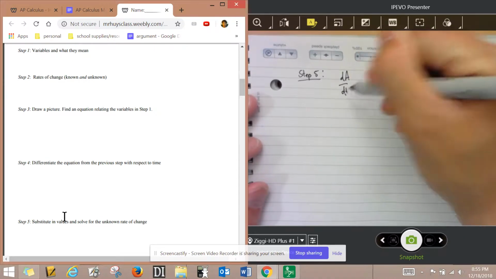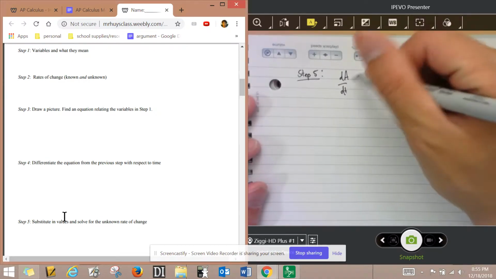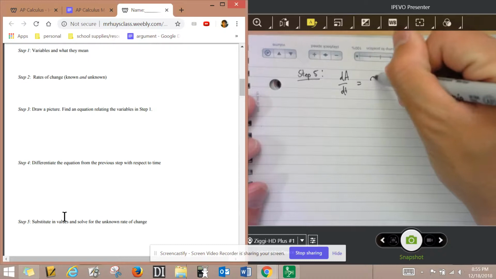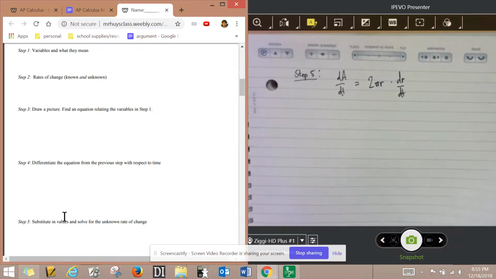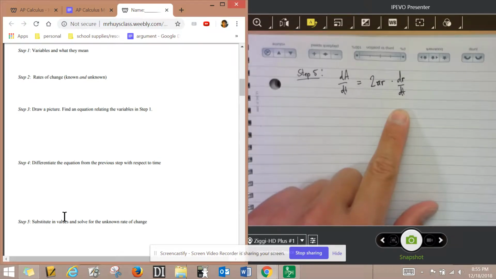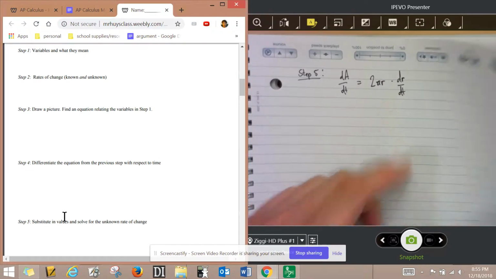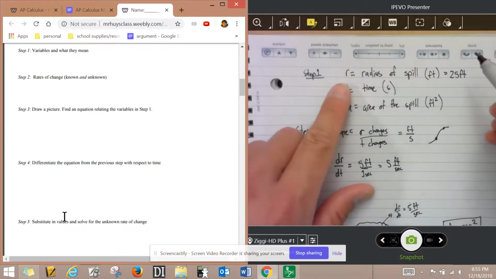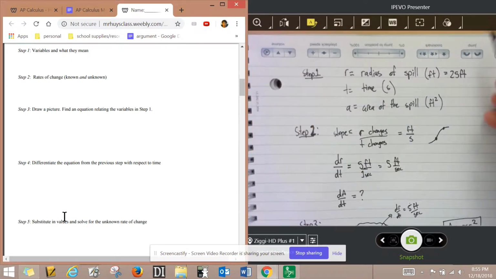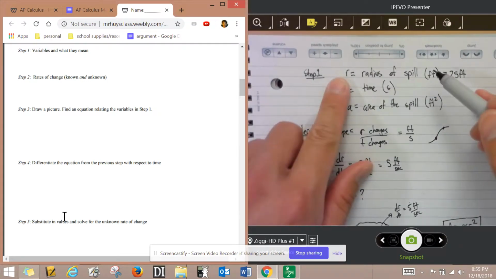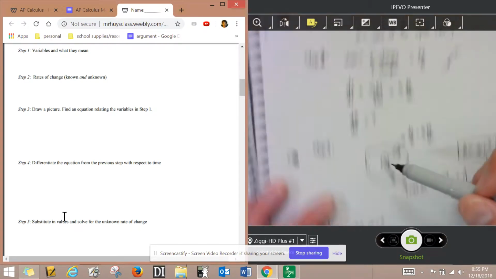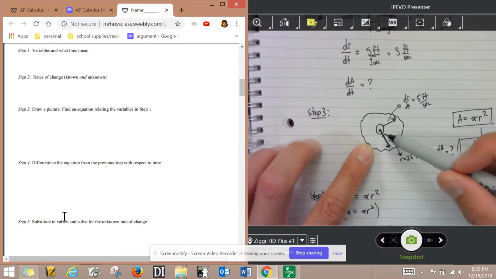So step 5, let's bring in that equation that we had in step 4. The rate of change of area, or dA over dt, is equal to 2 pi r times the derivative of r with respect to t. Let's just substitute in some values here. We're trying to solve for dA over dt at the point where the radius of the puddle has expanded to about 25 feet.